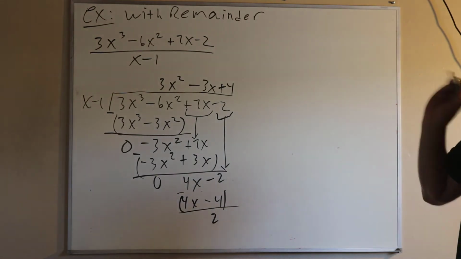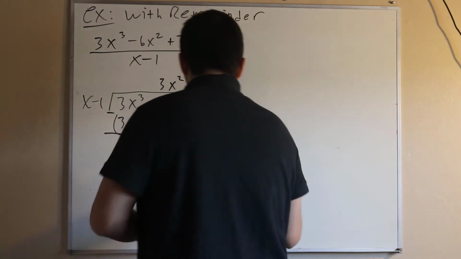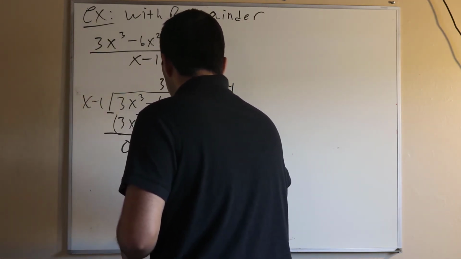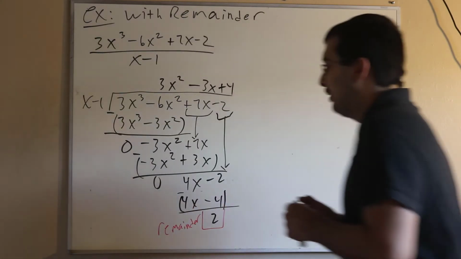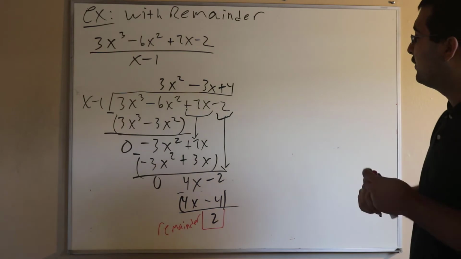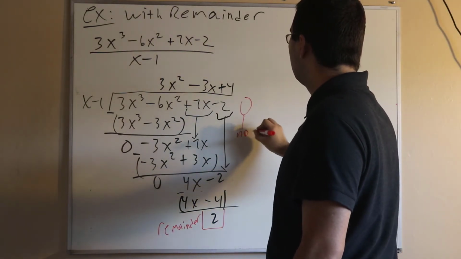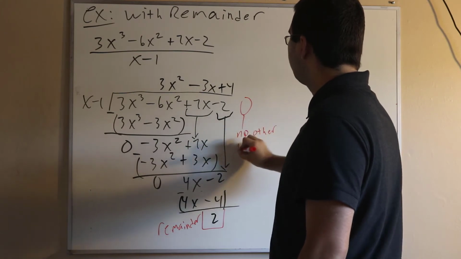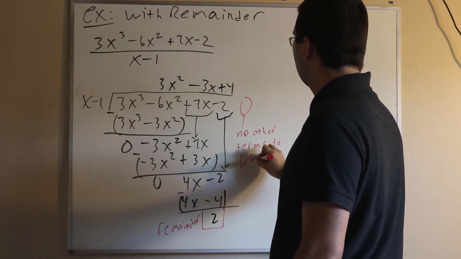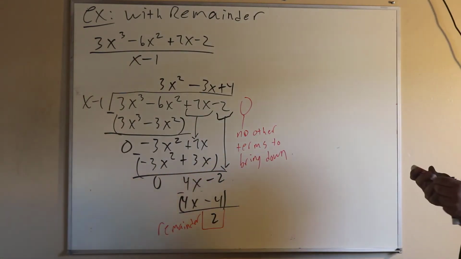Alright, how do I know I have a remainder of 2? Why do I stop here and say this is my remainder? Because I have no other terms to bring down. Okay, and there you go.